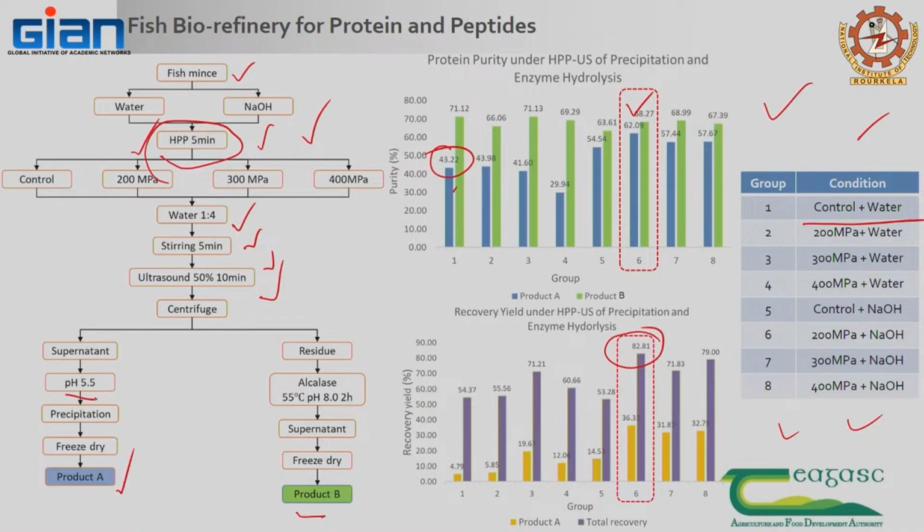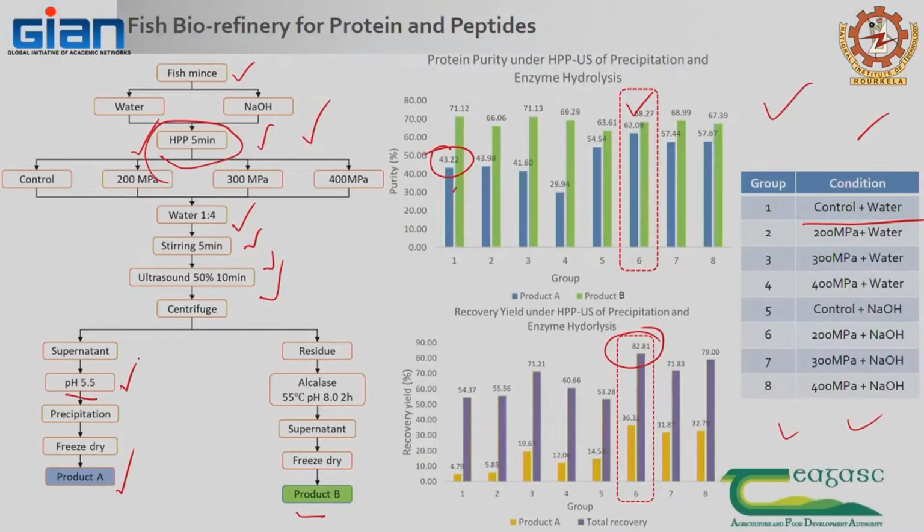Here precipitation was done at 5.5. Again, you will investigate what the isoelectric point is. Every source of fish will have a different precipitation point, and this was also changed because of this pre-treatment, because high pressure can also alter the properties of protein. So that is one simple example for protein purity, followed by enzymatic hydrolysis.